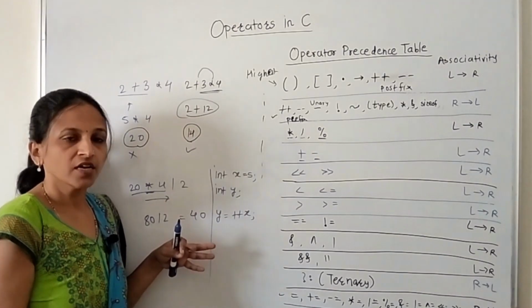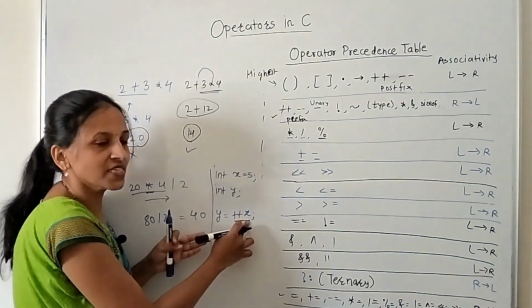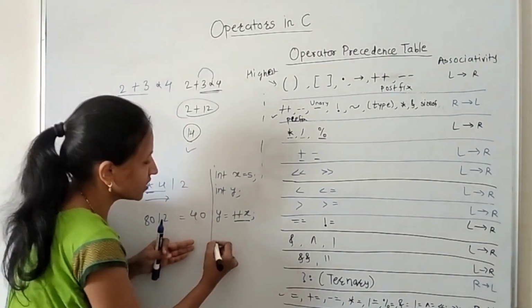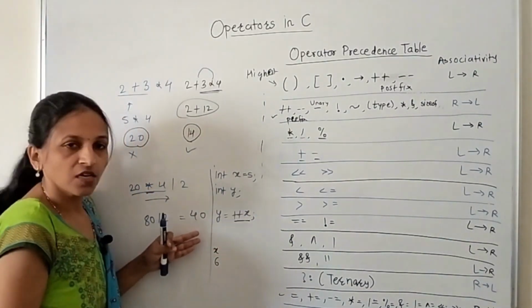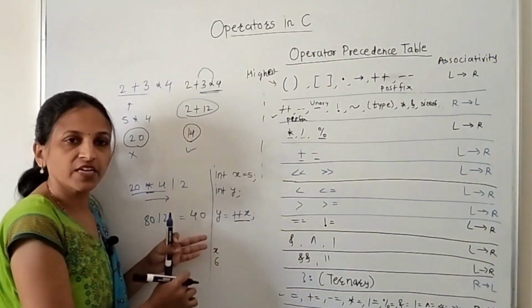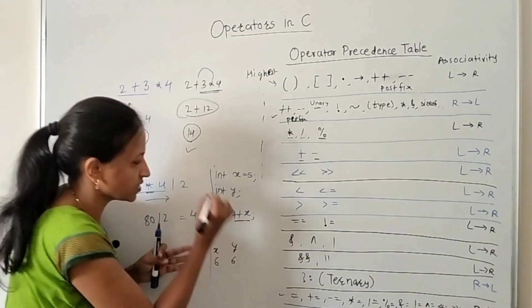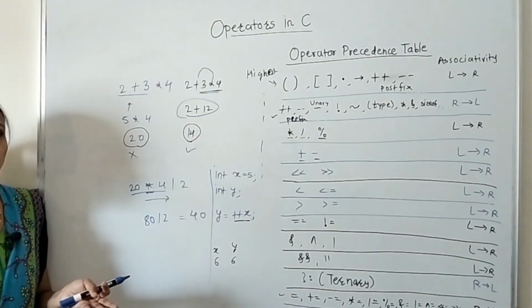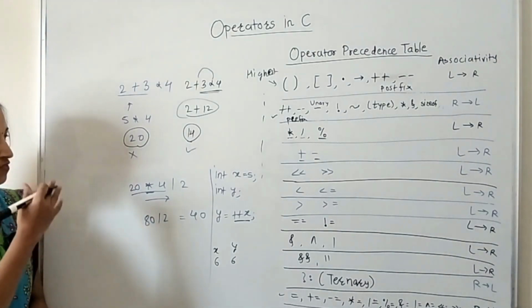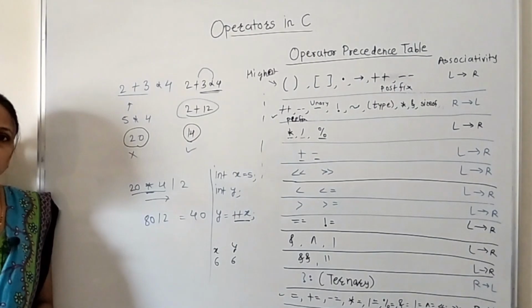That's why first this will get resolved, meaning ++x will be evaluated first. Now what is the value of x? x will become 6. Then the assignment will take place, so x will be 6 and y will also be 6 in this case. This is the example of precedence and associativity. This is just operator precedence in C.